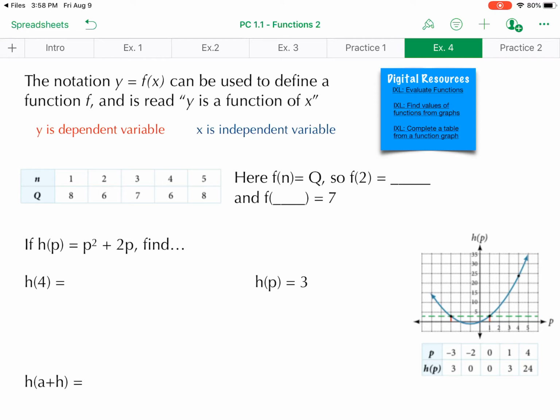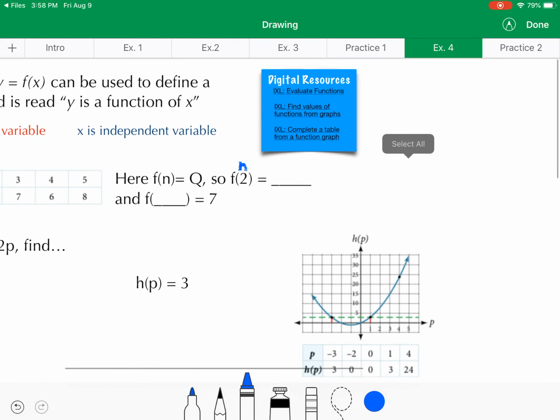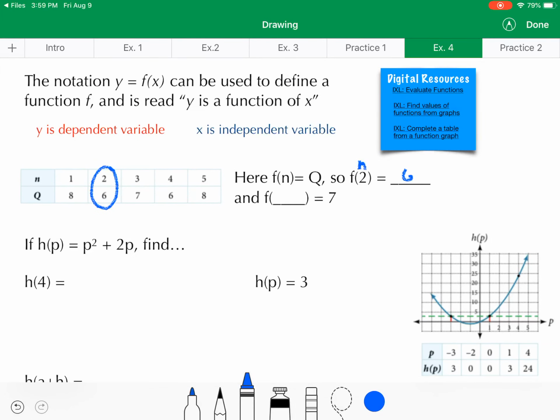What would f of 2 be in this case? Well, the 2 is like an n value. So go to your table, find the point that has an n value of 2. It's right here. And what is its output value or q value? It would be 6. All right, and then f of what number equals 7? Here we're going in the other direction. The 7 is a q value. What n value matches up with that? That would be right here when n is 3.